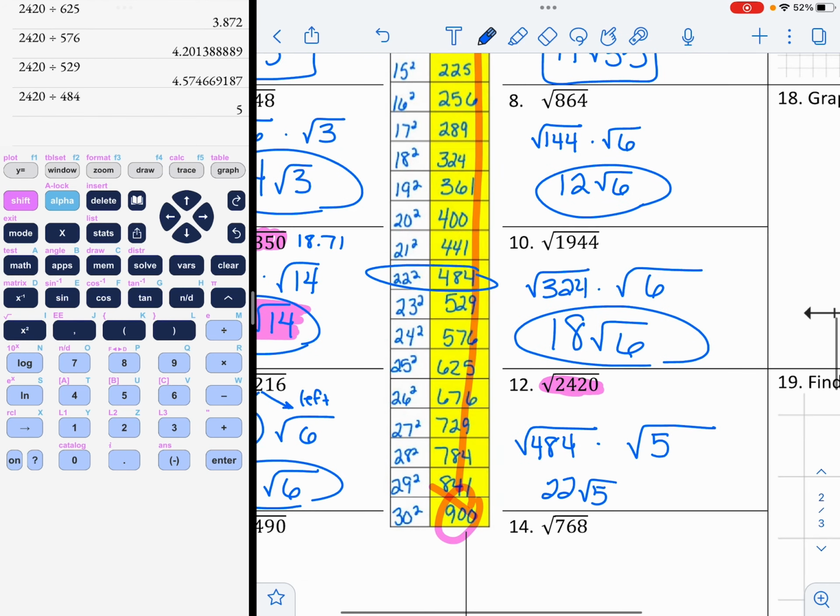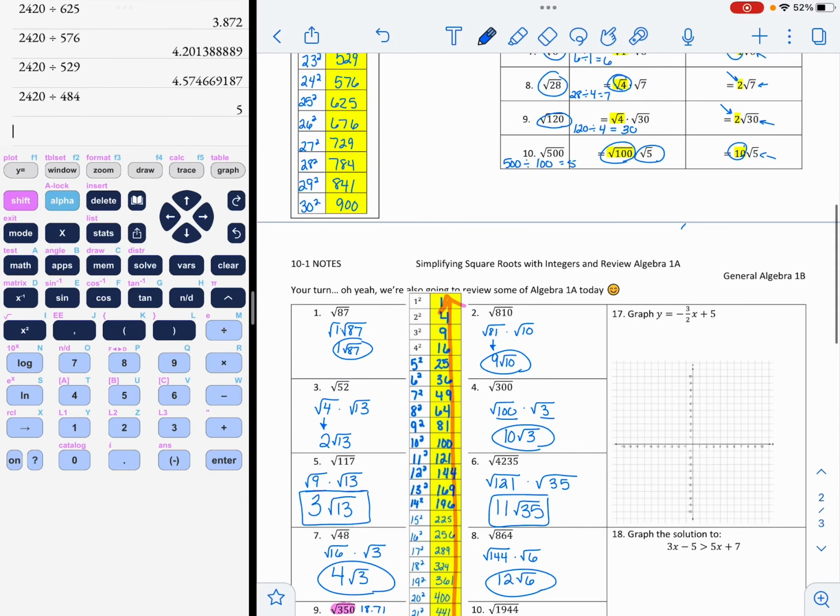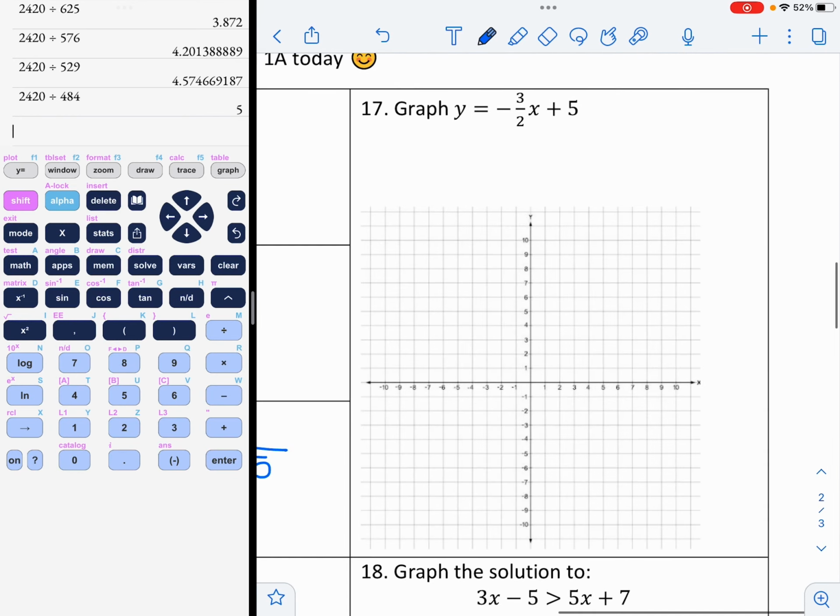All right. I feel like that's enough. I'm with you. Okay, now we're going to go old school algebra 1 that they learned in the class before me. Okay, but you know this. Y equals mx plus b. That's right.